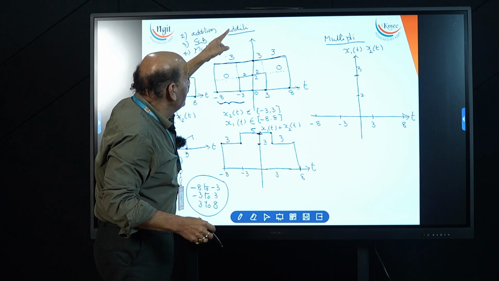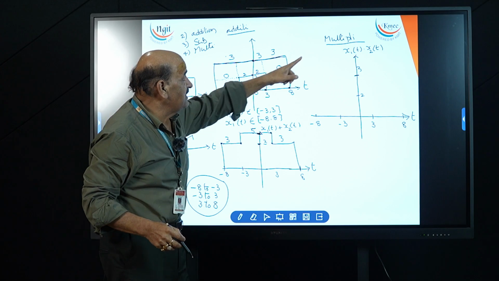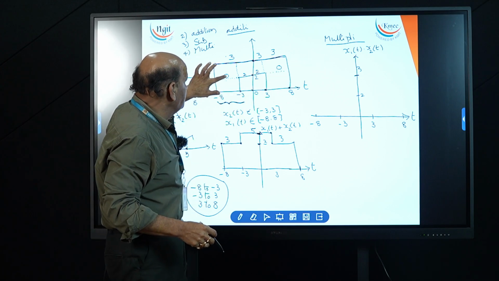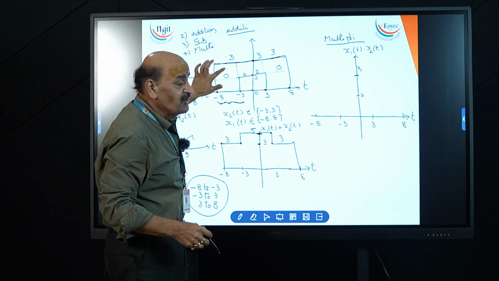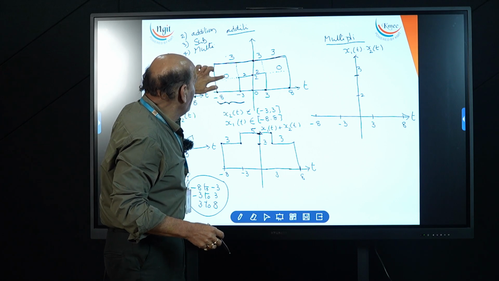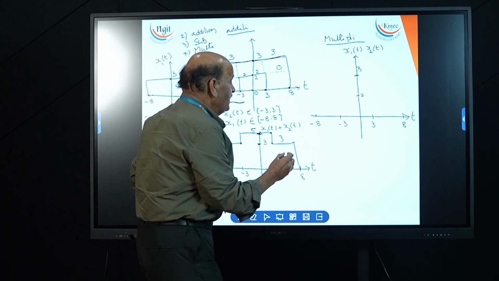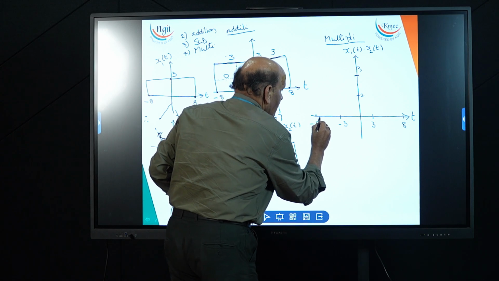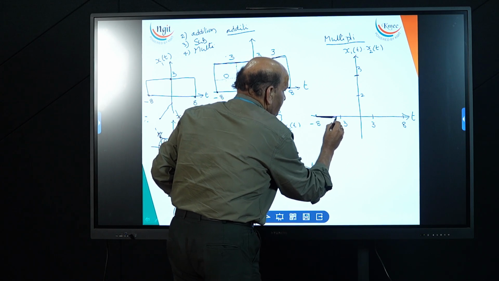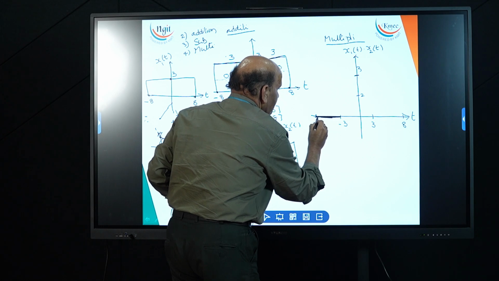Now, in the previous case, in this case, what we did? 0 plus 3, because addition 3. But here the case is what? Multiplication. 0 into 3, how much? 0. From minus 8 to minus 3, how much? 0 into 3 equal to 0. 0 means what? You have to make a thick line, 0. Up to this one, it is 0.